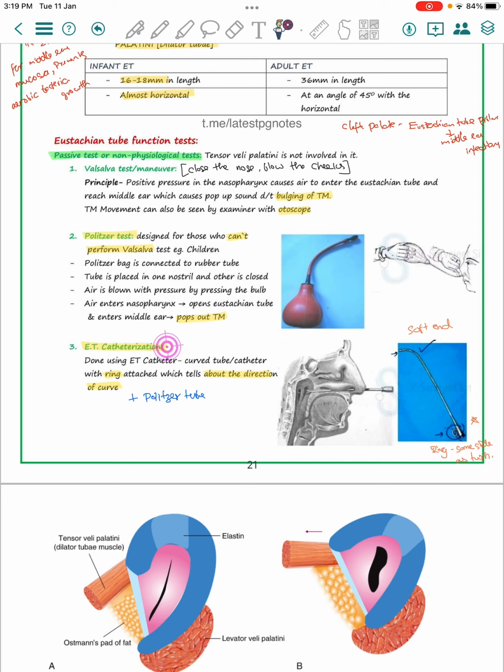The third test is the Eustachian tube catheterization, where this Eustachian tube catheter is passed into the nasal cavity and into the Eustachian tube. This process is very important. For that, we need to see this Eustachian catheter, which has a soft end. In the same direction as the soft end there is a ring, so we can identify which direction we are going. The ring attached tells the direction of the curve.